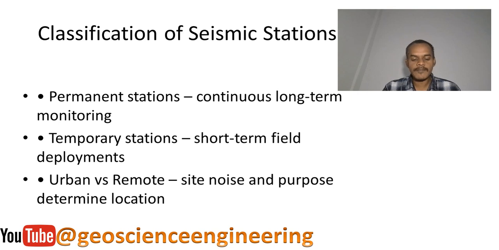So typically this seismic station will have three components. That means it is oriented to collect the data from three different directions. One is the vertical, the other is north and south, and the other is east and west. These three components will give you a 3D motion of the ground.